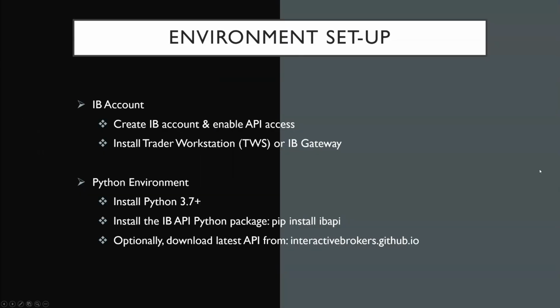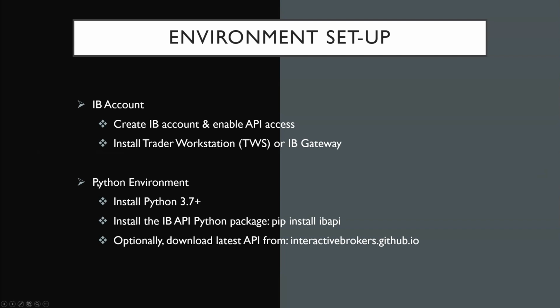The first thing we need to do is set up our environment. We will need an IB account, we need to enable our API access, and we need to install the Trader Workstation, TWS, or IB Gateway. TWS is a very visual platform where you can do a lot of things manually, and the IB Gateway is more for server connections.